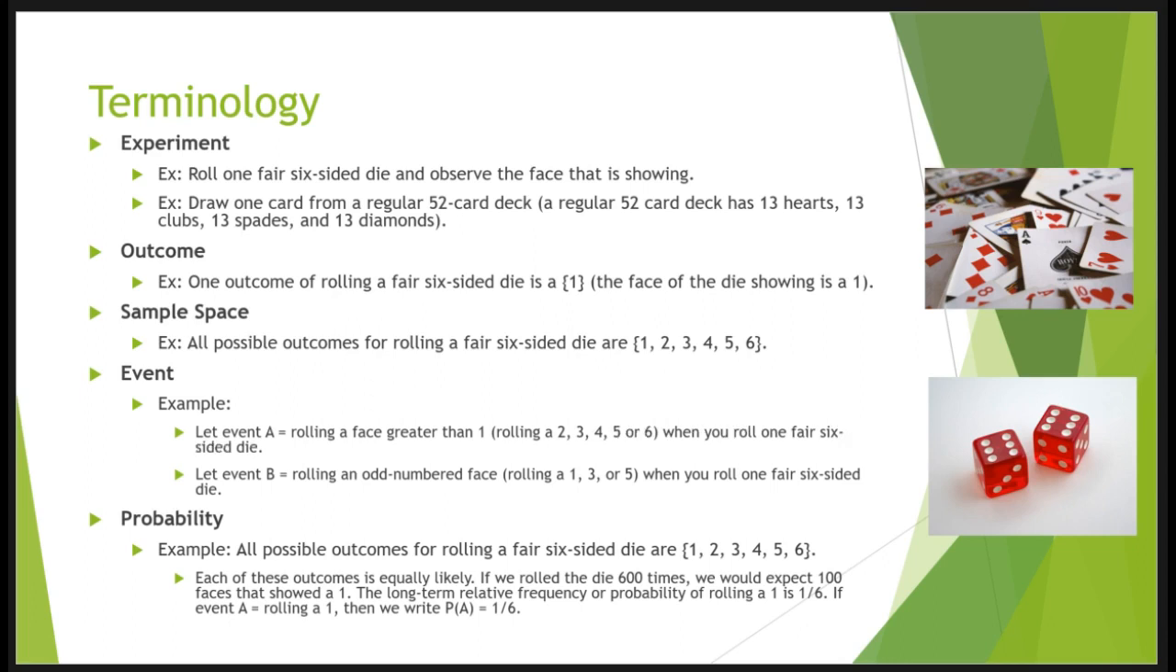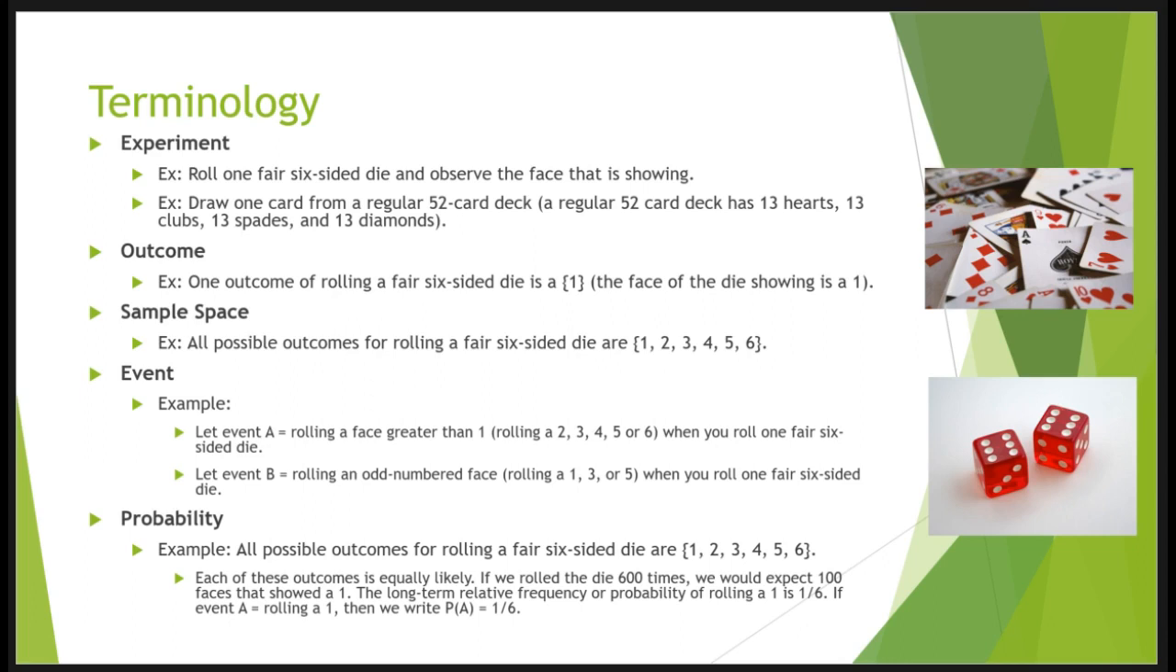An event is any combination of outcomes. Uppercase letters are used for events. So for example, let event A equal rolling a face greater than 1. So that would be rolling a 2, 3, 4, 5, or 6 when you roll one fair six-sided die. Let event B equal rolling an odd numbered face. So that would be rolling a 1, 3, or 5 when you roll one fair six-sided die.